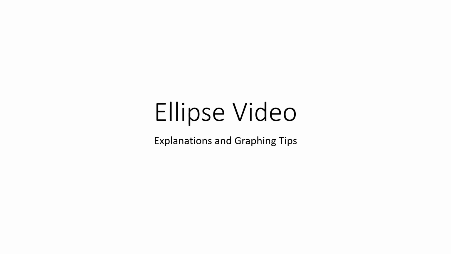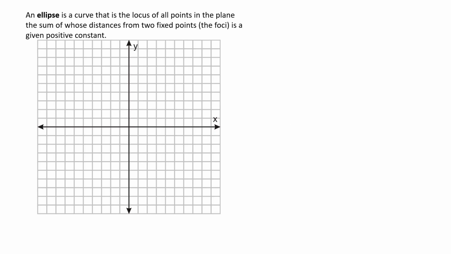Let's do some math. We're going to talk about ellipses today. An ellipse is one of the conic sections. It's kind of crucial to understand what an ellipse is by looking at the definition of it. So this is the geometric definition of an ellipse. It's a curve that is the locus of all points in the plane, the sum of whose distances from two fixed points, called the foci, is a given positive constant.